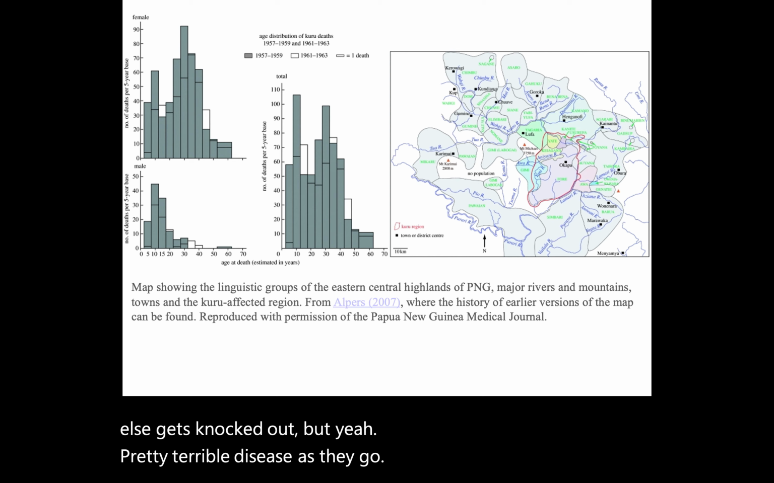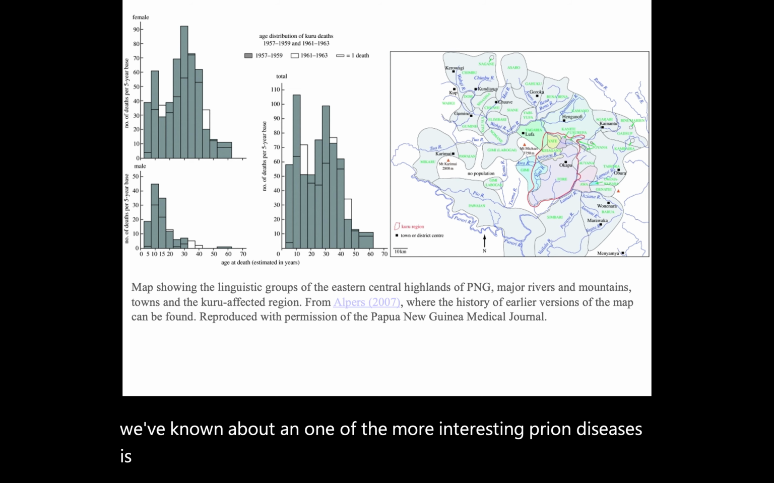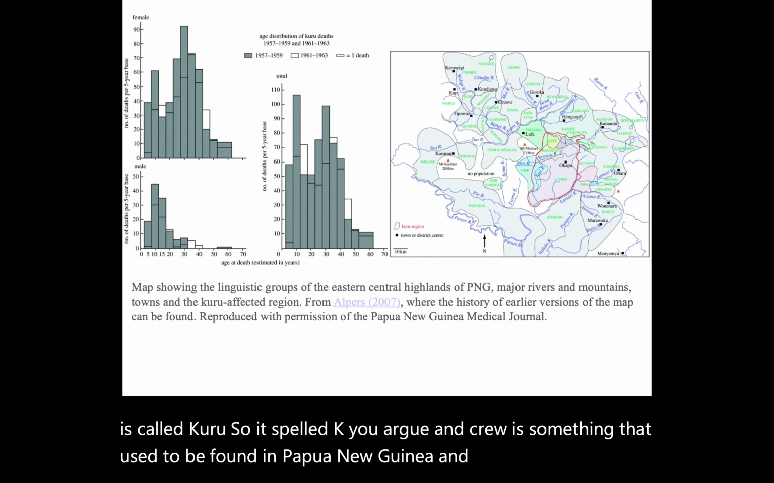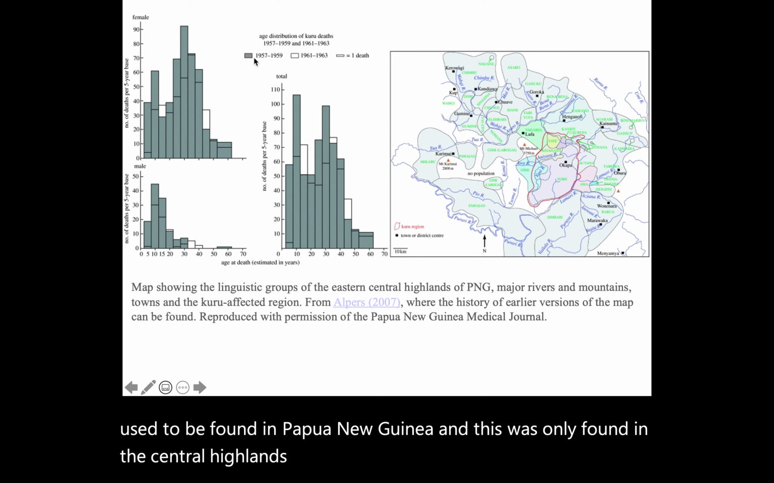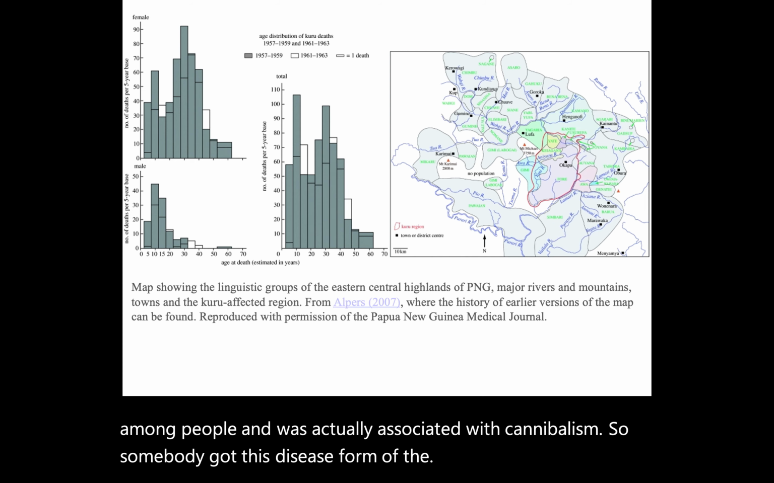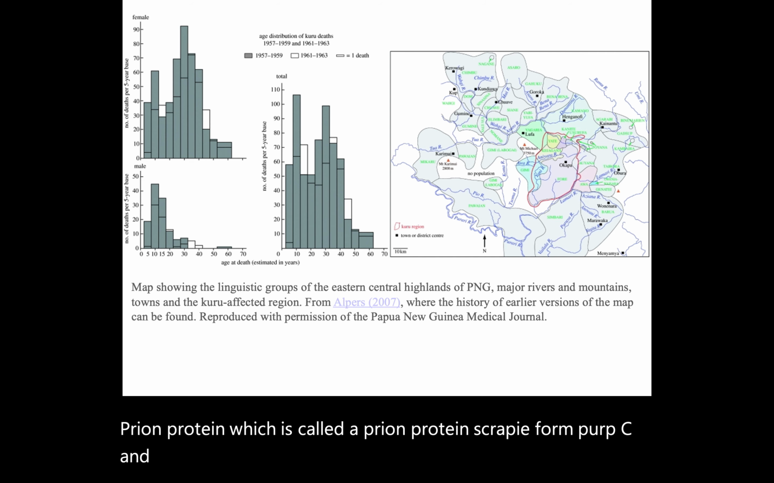Okay, and prion diseases are not something new. This is something we've known about. And one of the more interesting prion diseases is called Kuru. So that's spelled K-U-R-U. And Kuru is something that used to be found in Papua New Guinea. And this was only found in the Central Highlands there. And this was common among people and was actually associated with cannibalism. So somebody got this disease form of the prion protein, which is called the prion protein scrapie form, PrPSc. And then there was sort of ritual cannibalism.